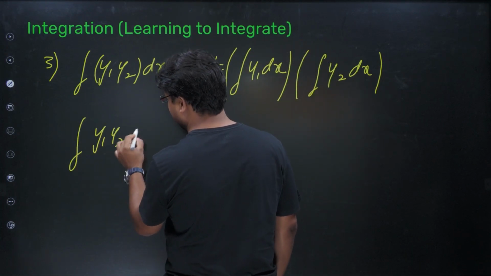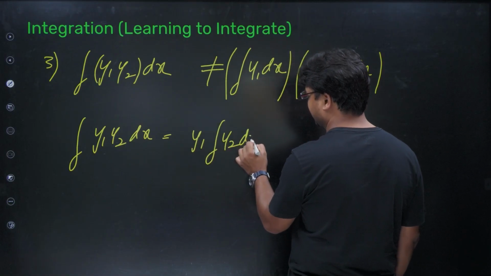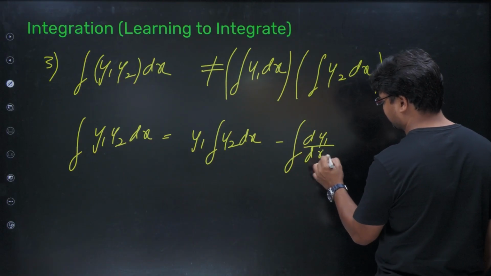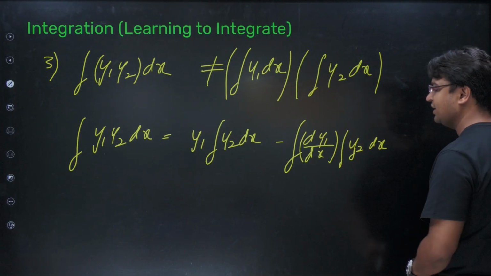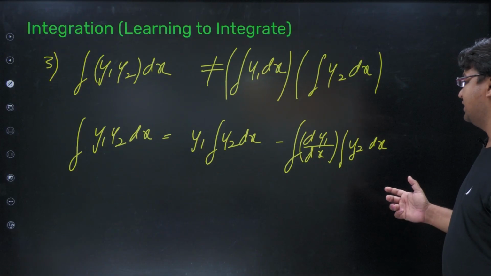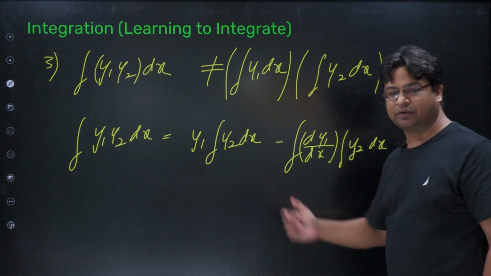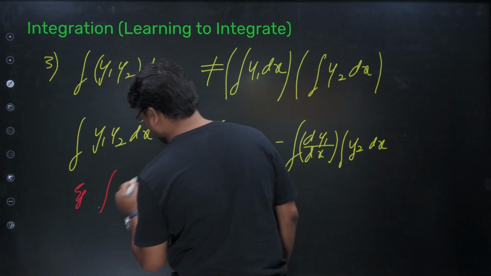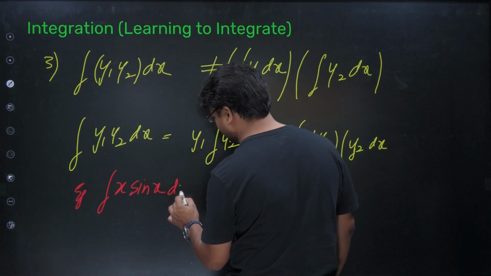You are supposed to write: first function into integration of second function, minus integration of differentiation of first function into integration of second function. So this entire thing needs to be finished if you are to integrate the product of two functions. For example, suppose we are to integrate x sine x. Can you see that this is a product of two functions?